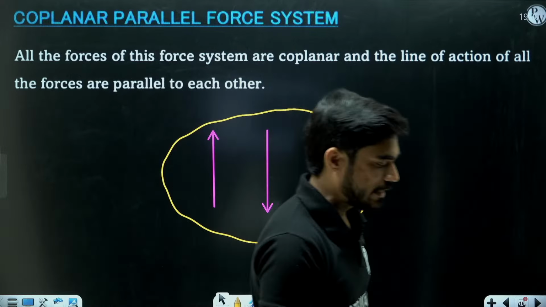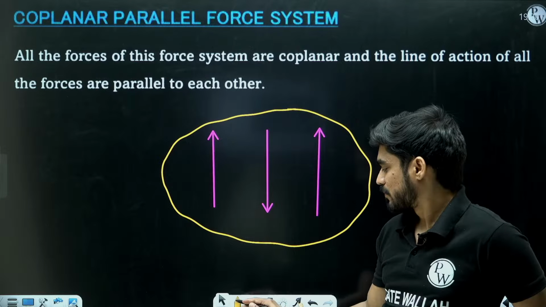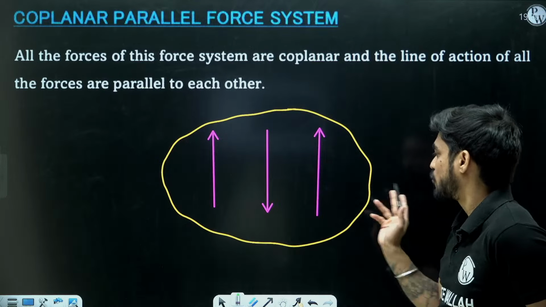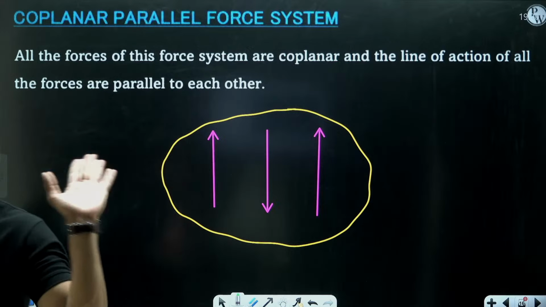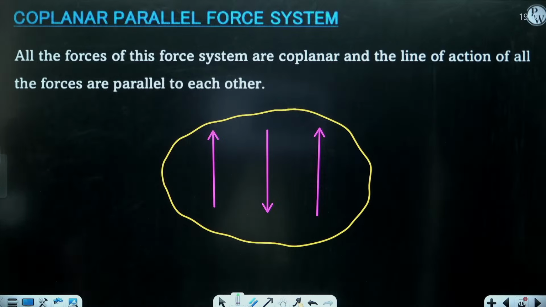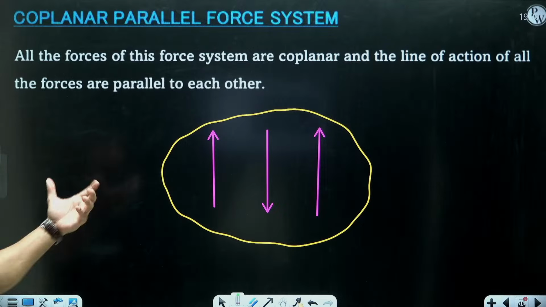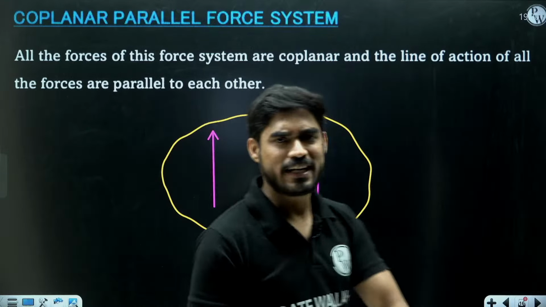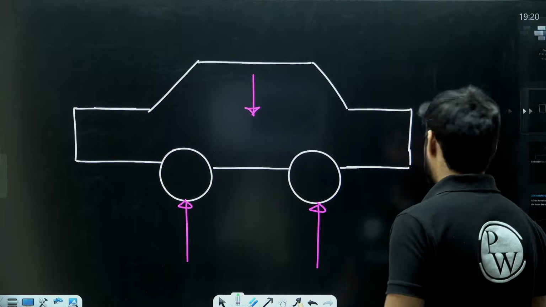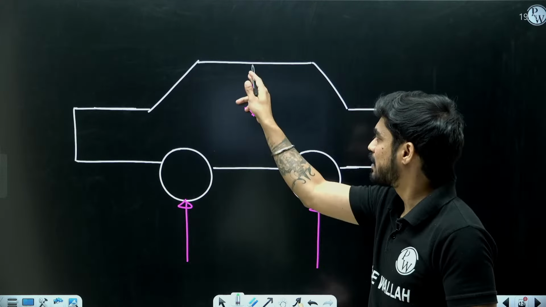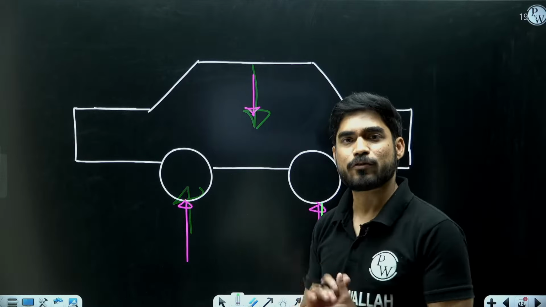Now practically, can you think of an example of a coplanar parallel force system? We just saw the example of this force system, a car. All the forces that I drew in this car were in y direction, vertical forces. So they are a coplanar parallel force system.